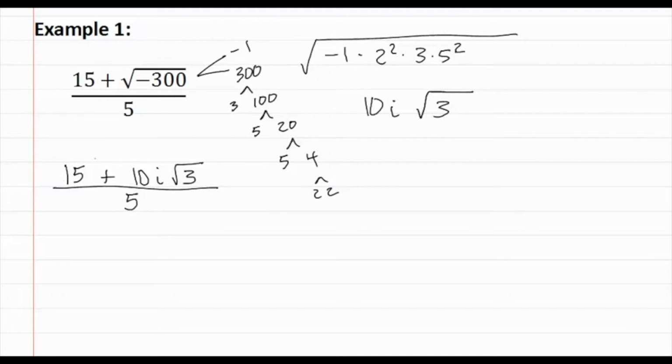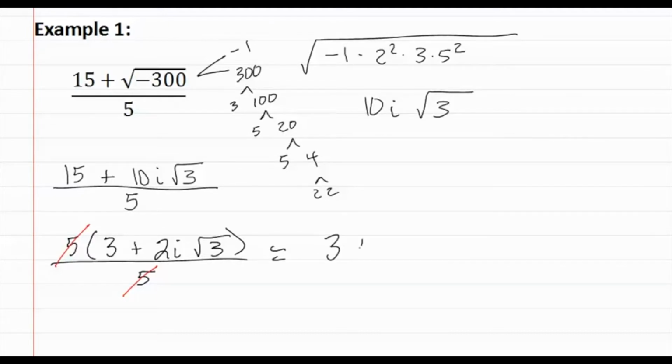Now, we might feel like we just want to take a 5 out of the 15 in the 5. Remember, that is not possible. We must first factor out in the numerator. Let's factor out a 5, which will leave us with 3 plus 2i root 3, all over 5. Now we can reduce since they're being multiplied. This gives us our final answer of 3 plus 2i root 3.